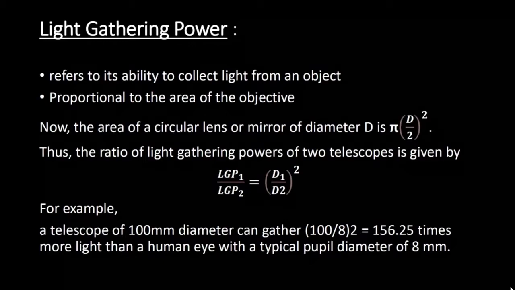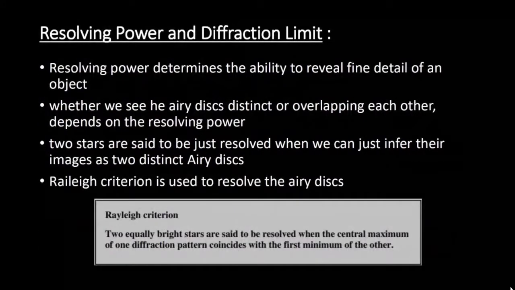Next slide. The ability of a telescope to reveal the fine detail of an object is determined by what is called the resolving power. We have done many experiments in our lab also. We would have done diffraction, and we have seen that we adjust the focal length, right? When we adjust the focal length at a point, it is very bright, and moving away to the right or to the left, it becomes very shady and blurry.